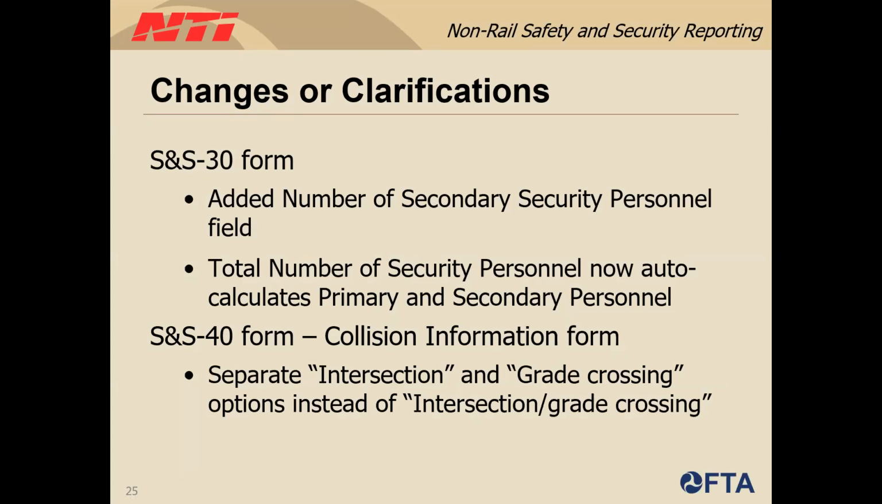And we also separated the intersection/grade crossing selection into two separate locations now. On the collision information form, we've separated it into two sections. So as you see when we get into this section, you'll no longer see both of these control devices based on what you've selected. So again, we'll get into it in more detail a little bit later on.